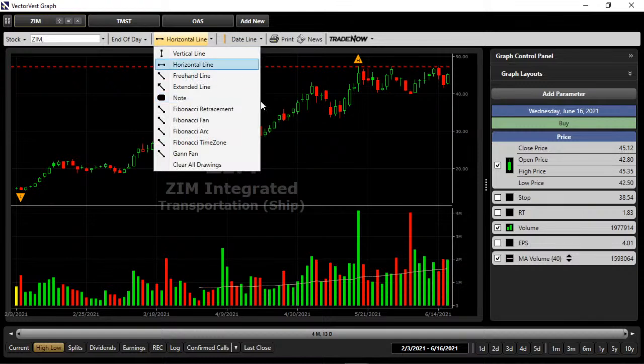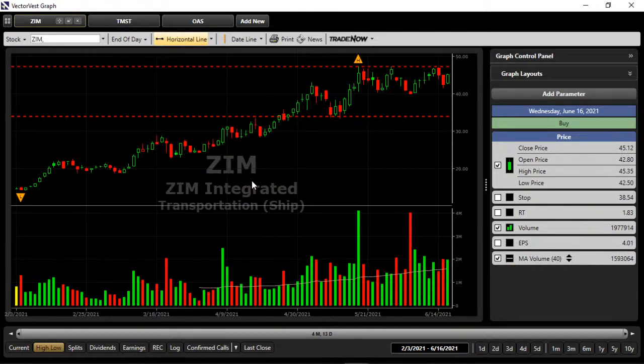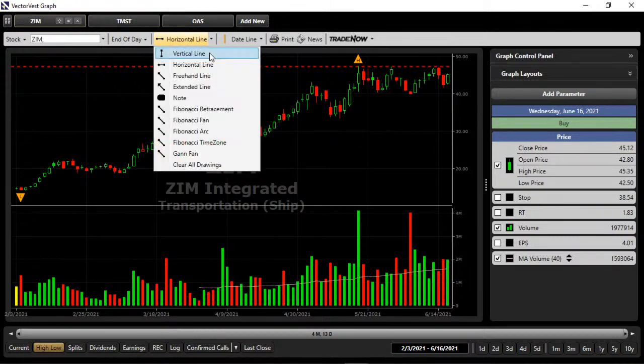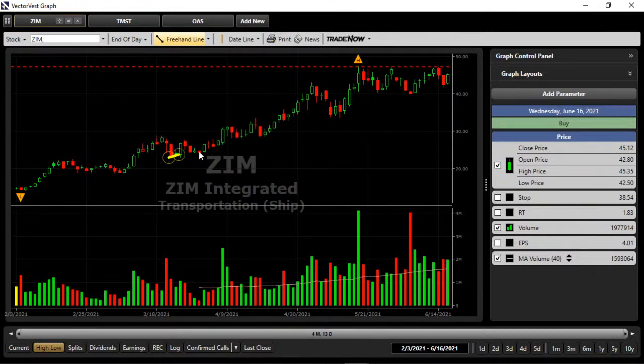Are we seeing support here? Yes and no. It is support, sure, but we're not seeing retreats that fall back to this $33 and change level. What I'm seeing is higher lows: connect the lows, higher low, higher low, higher low.